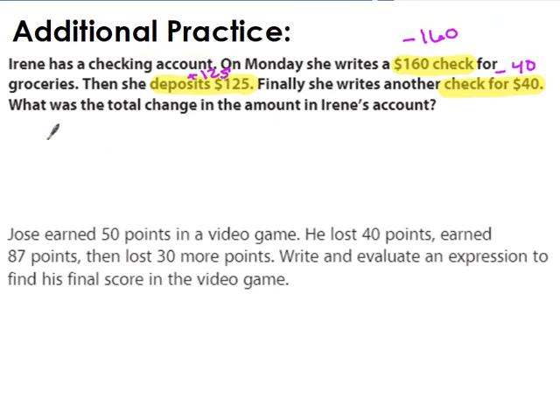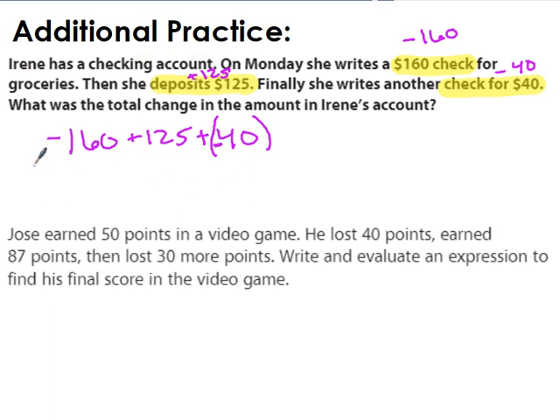So again, she started off by writing a check for $160, added 125, took out 40. Okay, so we want to know the total change in the amount in Irene's account. So I want to know, between these three transactions, what was the total change? So what I have is negative 160 plus 125 minus 40. So I can combine my negatives and combine my positives. So what we could do is keep change real quick and make this plus negative 40. So now I have all addition.